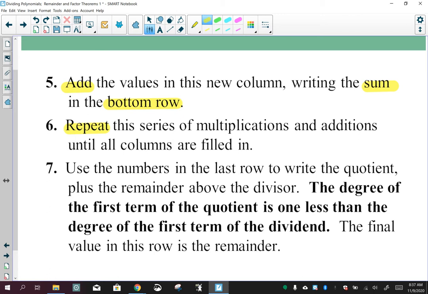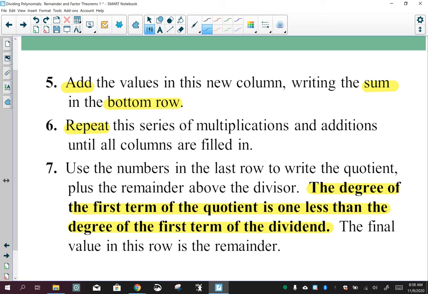Once you get everything filled out, you're going to have a bunch of numbers, so you actually have to write out your answer. You're going to use the numbers in the last row to write your quotient plus the remainder above the divisor. So here's the key right here. The degree of the first term of the quotient will always be 1 less than the degree of the first term of the dividend. So if you started out with an x to the 5th, your answer will start out x to the 4th. That's what that's saying.